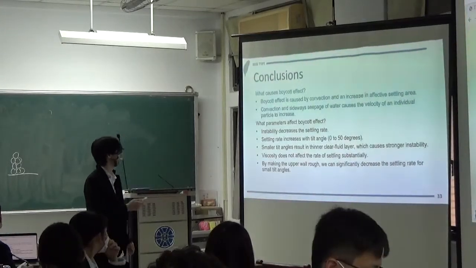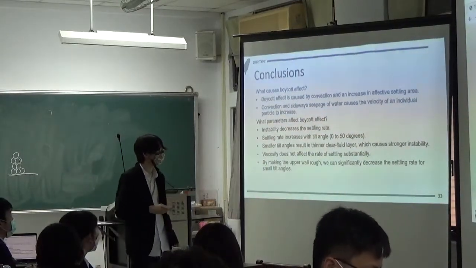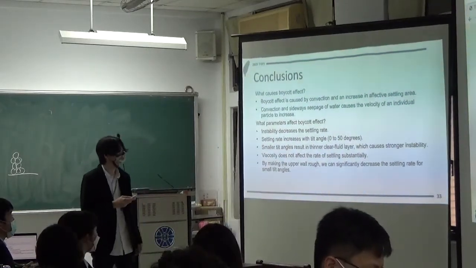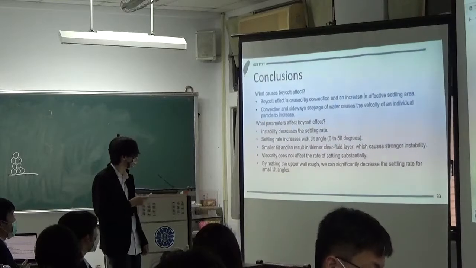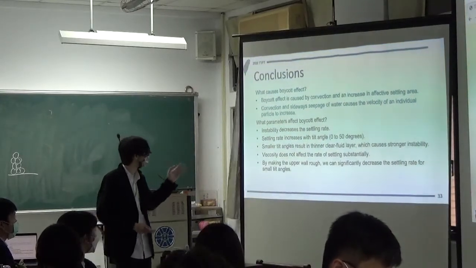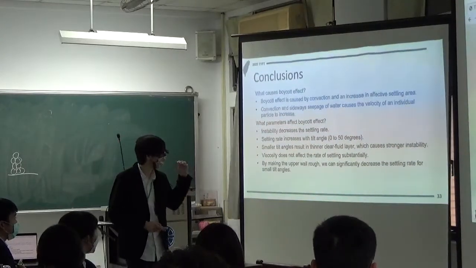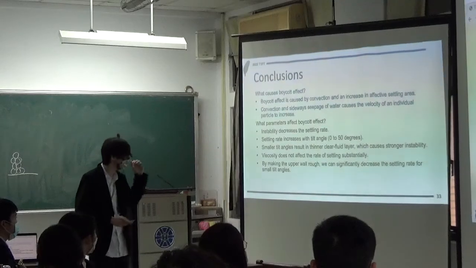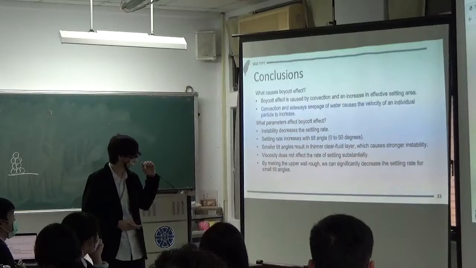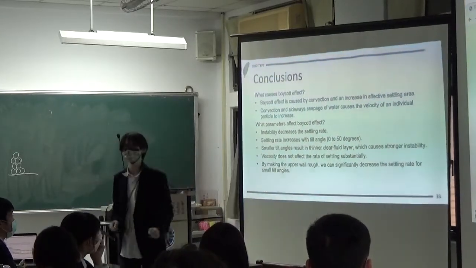We now come to our conclusion. What caused the Boycott effect? The Boycott effect is caused by convection and an increase in affected settling area. Convection and sideways seepage of water cause the velocity of individual particles to increase. What parameters affect the Boycott effect? Instability decreases the settling rate. Settling rate increases with tilted angle. A smaller tilted angle results in a thinner clear fluid layer, which causes stronger instability. Viscosity does not affect the rate of settling substantially. By making the upper layer rough, we can significantly decrease the settling rate for small tilted angles.